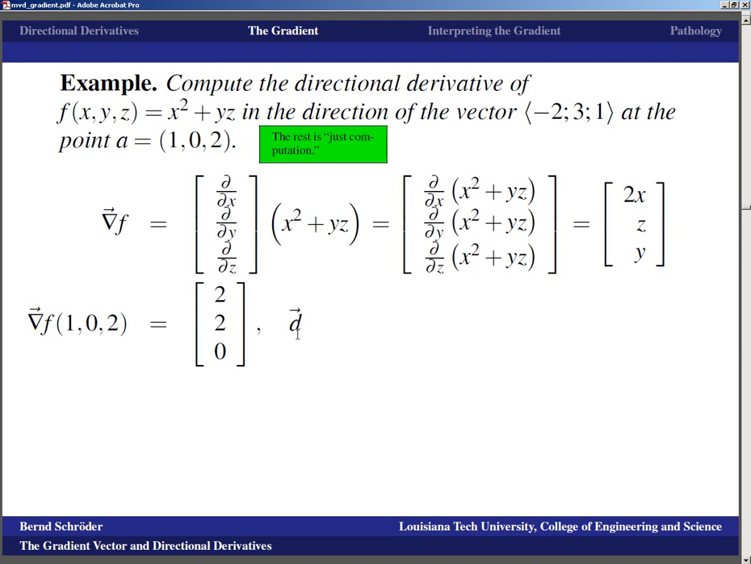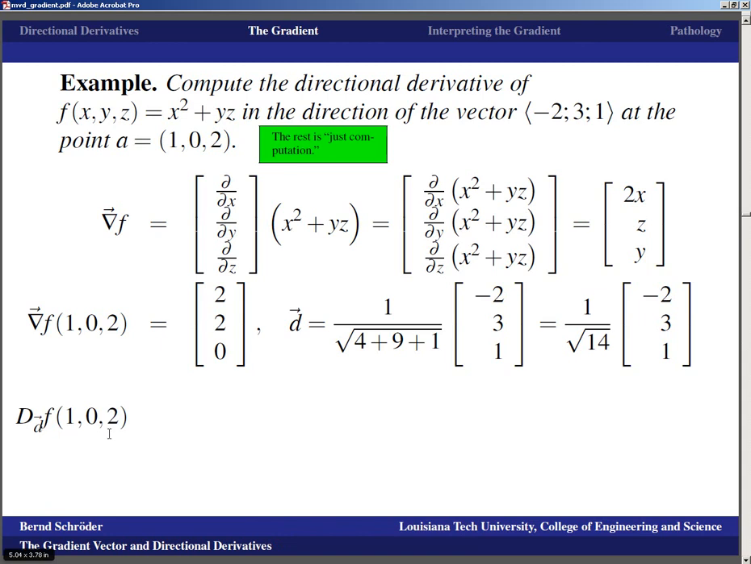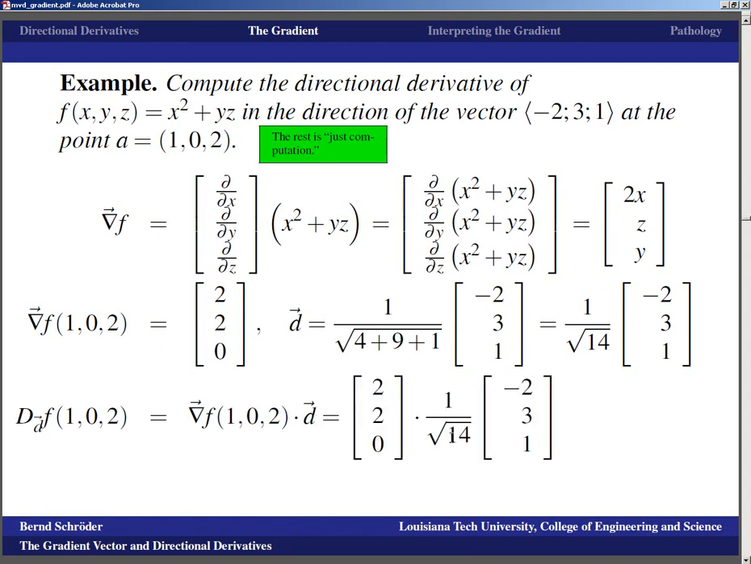We need a direction vector, and here we need to be careful because this is a vector, but it's not a unit vector. So the direction vector is that we take the vector in the direction of which we want to have the derivative, which is negative 2, 3, and 1, and we divide it by its magnitude, because we know we can turn any non-zero vector into a unit vector by dividing it by its magnitude. So I get 1 over the square root of 4 plus 9 plus 1, the sum of the squares of the components, and that's 1 over root 14, and then the vector still is negative 2, 3, and 1. And the derivative of f in the direction of this D at the point 1, 0, 2 therefore is the gradient at 1, 0, 2 dot D, and that's 2, 2, 0 dot 1 over root 14 times negative 2, 3, 1. And if we work that out, what do we get?